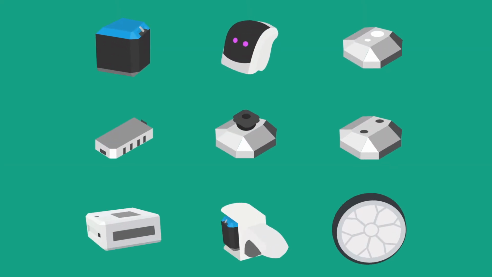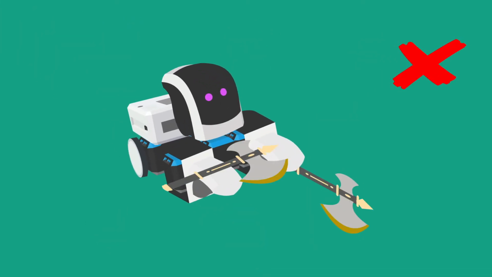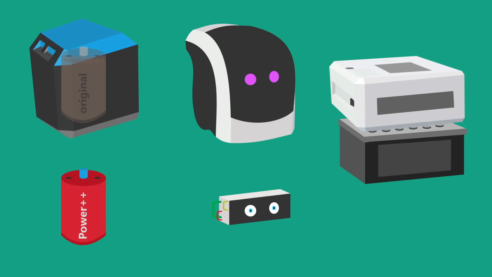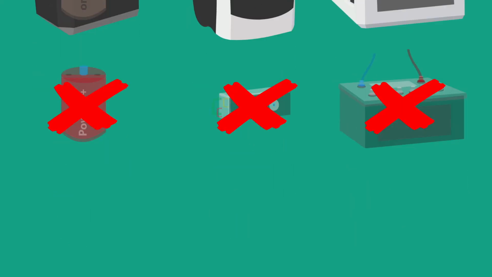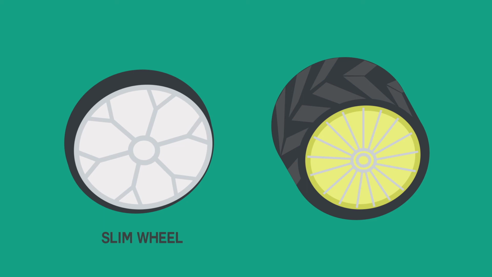Rero Robotics Kit must be used for robot construction. Weapons or items that can cause injury or damage the game field are strictly not allowed. Modified Rero servos, sensors and batteries are not allowed. For wheeled robots, only the slim wheels from the Rero Robotics Kit can be used.